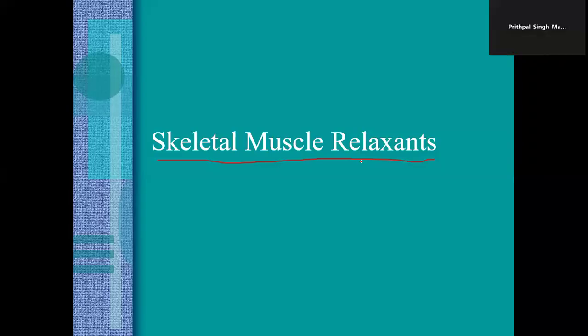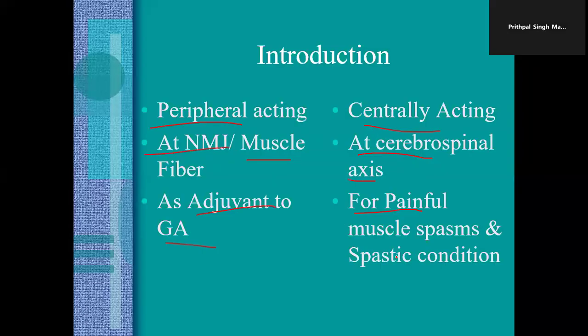So let's start with where we had covered the skeletal muscle relaxants. We had talked about skeletal muscle relaxants being divided into two broad categories: peripherally acting skeletal muscle relaxants and centrally acting skeletal muscle relaxants. The peripherally acting skeletal muscle relaxants tend to act on the neuromuscular junction or the muscle fiber, whereas the centrally acting ones act on the cerebrospinal axis and are mainly used for painful spasms or spastic conditions, whereas those acting on the neuromuscular junction are used as an adjuvant to general anesthesia.